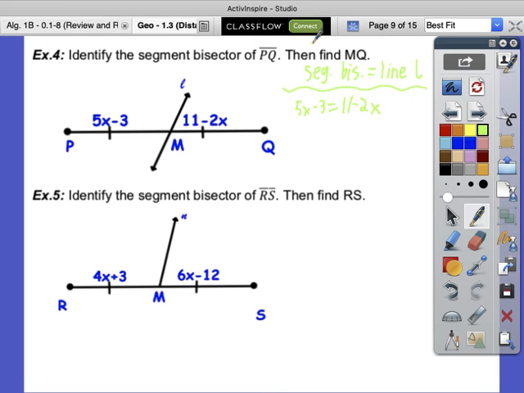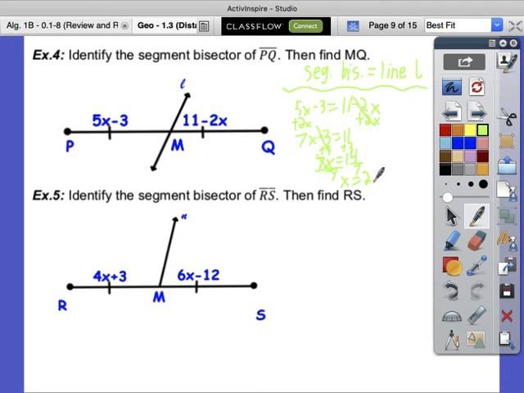So now how would I solve this equation? Add 2x. Okay, add 2x. 7x minus 3 equals 11. Okay, now what? Add 3. Add 3, dope. 7x is 14. Divide by 7, and x is 2.